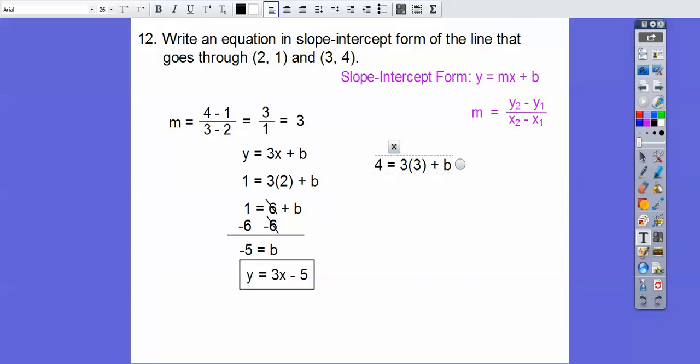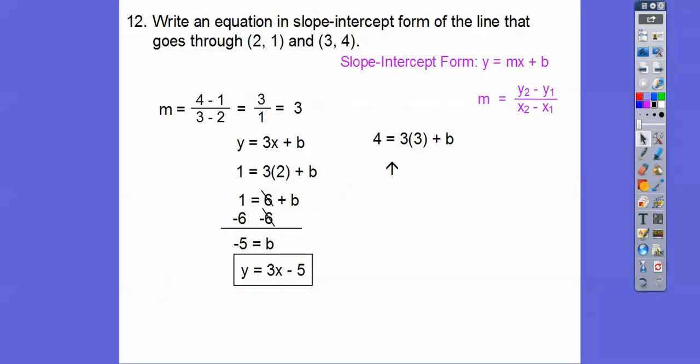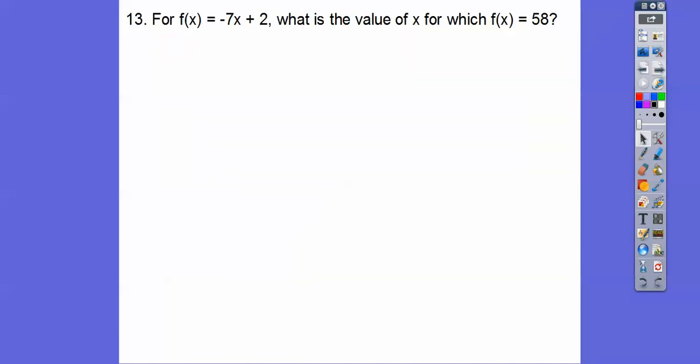Okay, and then I won't get too crazy, but 3 times 3 is 9, and when we subtract 9 on both sides, so I do minus 9 minus 9, 4 minus 9 still gives me negative 5. So we'd still get y equals 3x minus 5. Okay, hope that makes sense.